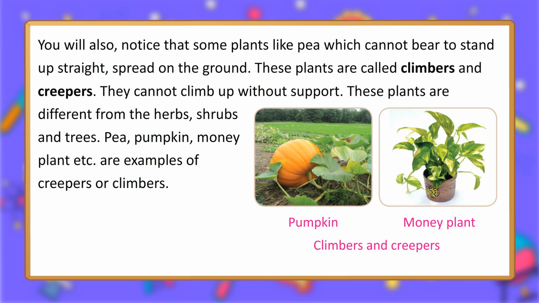You will also notice that some plants like pea cannot stand up straight and spread on the ground. These plants are called climbers and creepers. They cannot climb up without support. These plants are different from the herbs, shrubs and trees. Pea, pumpkin, money plant etc. are examples of creepers or climbers. Pumpkin. Money plant.